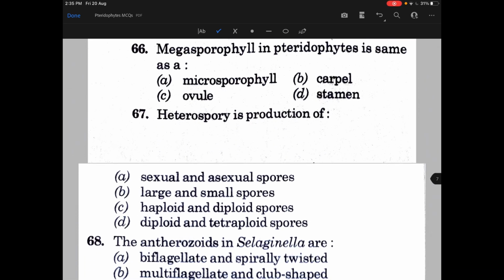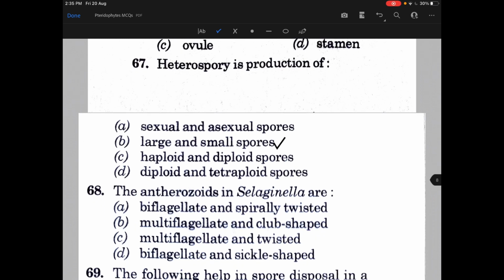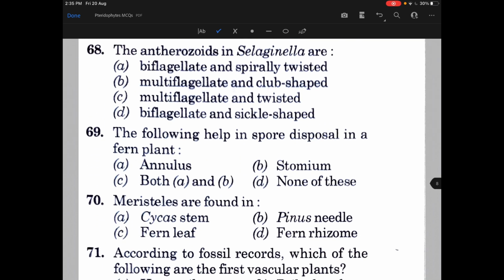Megasporophyll in Pteridophyte is same as a dash, and the answer to this is B, that is carpel. Heterospory is production of dash, and the answer is B, that is large and small spores. Next, the antherozoids in Selaginella are dash. The answer is A, that is biflagellate and spirally twisted.